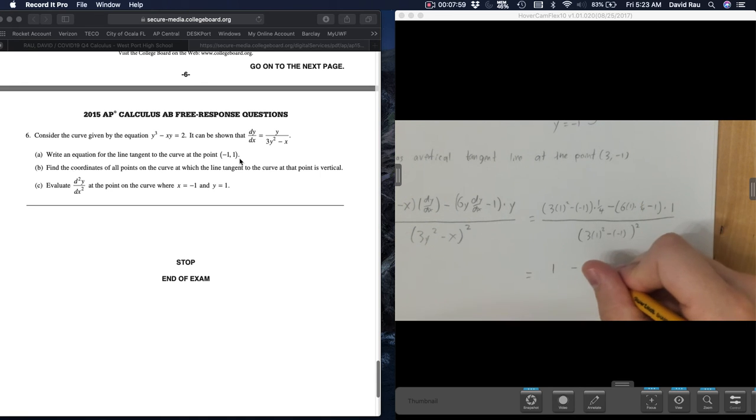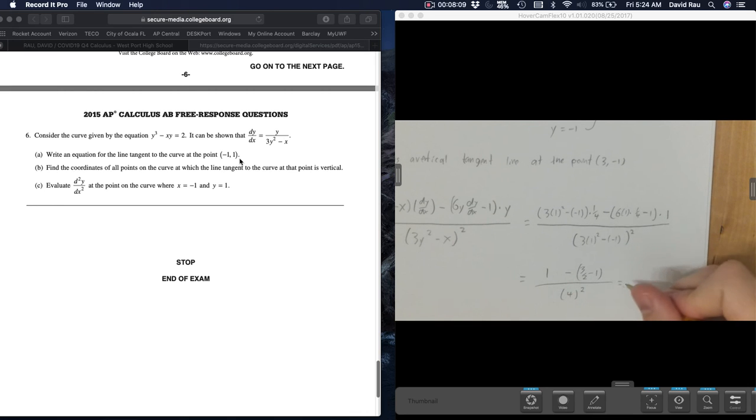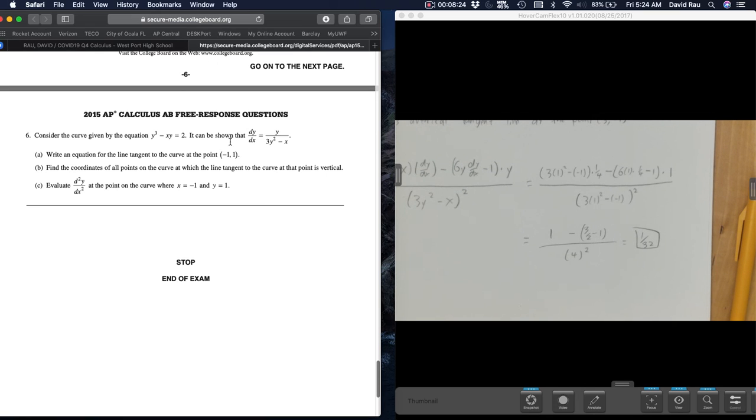minus, this is going to be 3/2 minus 1 times 1, all over 4 squared. So let's see here, 3/2 minus 1, this is really 1/2, so we have 1 minus 1/2. So we have 1/2 over 16, which is 1 over 32. I think. I don't know. It's early, and I want to go back to bed.